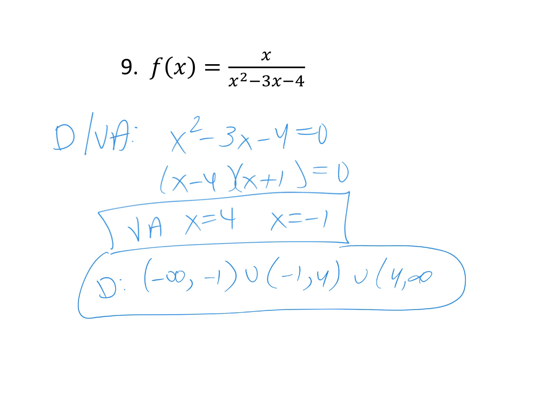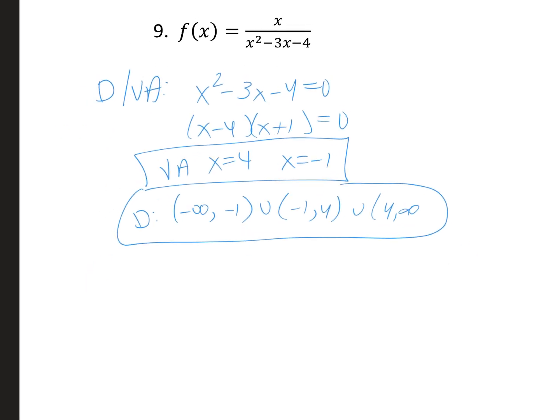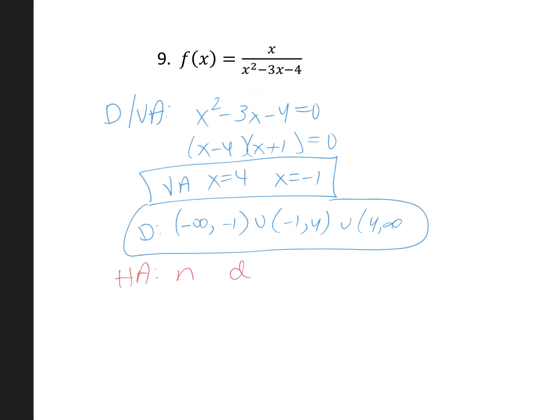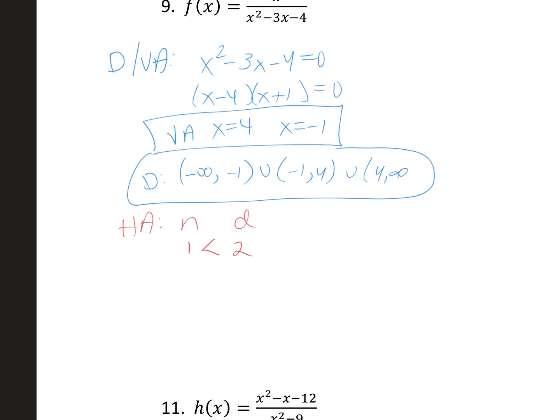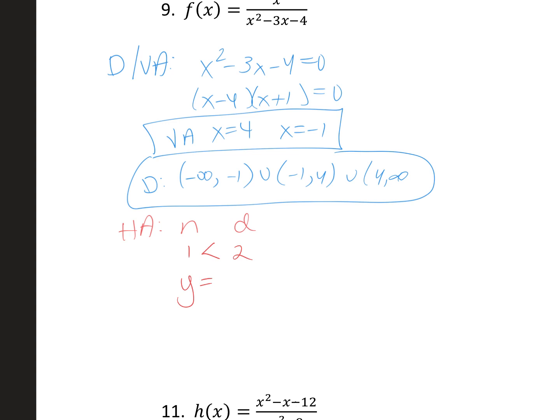Very good. All right, horizontal asymptote. Compare numerator and denominator. What's the degree of the numerator? 1. What's the degree of the denominator? 2. 1 is what to 2? Less than. What's my answer here for a horizontal asymptote? y equals 0. If I know my horizontal asymptote is y equals 0, what is my slant asymptote? None.